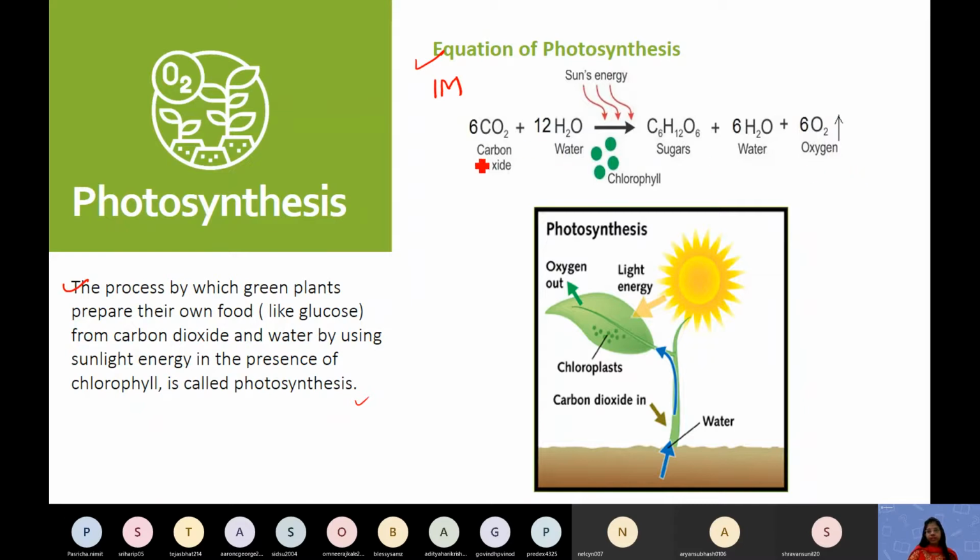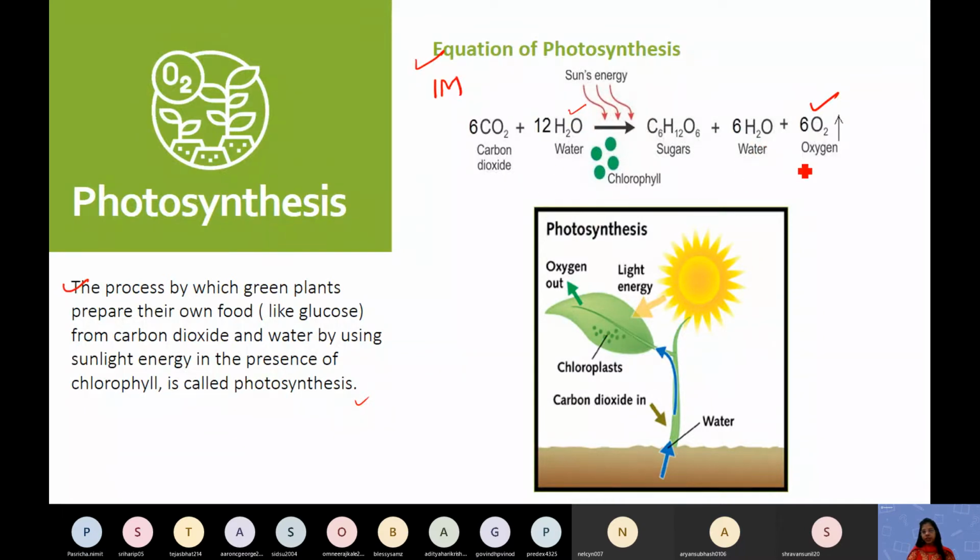So what is this? 6 molecules of carbon dioxide join with 12 molecules of water in the presence of sunlight and chlorophyll, and they prepare sugar, water and 6 molecules of oxygen. So this is the equation. Now, can you tell me whether the oxygen which is released here comes from water or carbon dioxide? From water. Yes, exactly, from water.